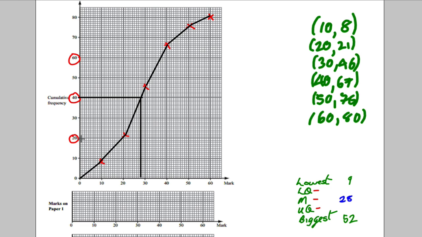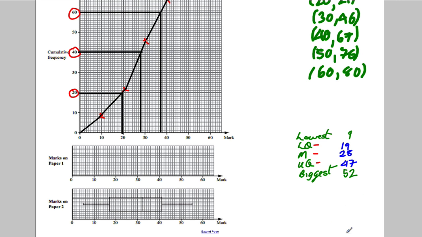Let's go for lower quartile next. Go across from 20 and down. It looks like 19 to me. So the lower quartile is 19. And we'll go over for the upper quartile. Go up across at 60. Go down. It looks like 47 to me. So 47 there. So we've got all the information we need to draw this diagram. The lowest is 9, so put a dot at 9. The biggest is 52, so put a dot at 52. The lower quartile is 19, put a dot there. The median is 28, so put a dot there. And the upper quartile is 47, so we're going to put a dot there. Then we're going to draw this diagram as we're used to now.